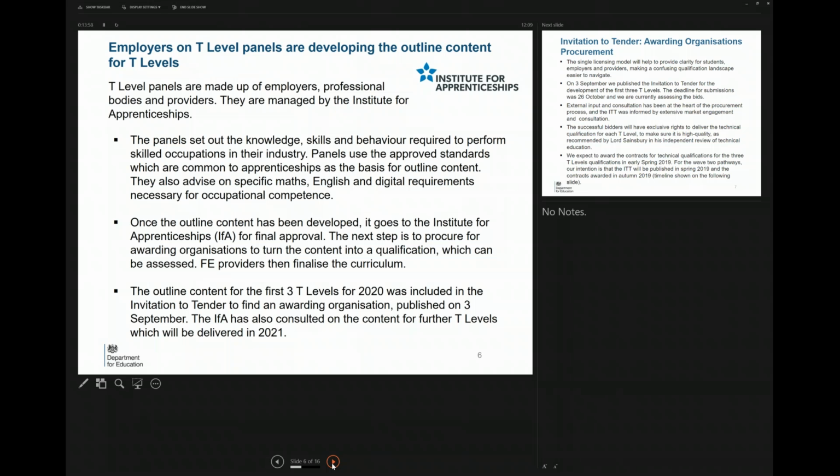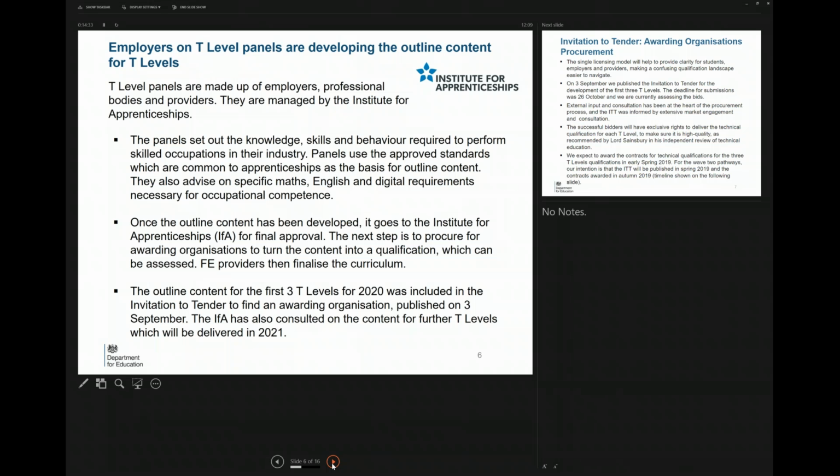One of the key ways that we've sought to put employers in the driving seat of developing T-levels is through the T-level panels that we have recruited and which are currently developing the outline content for the 25 different T-level subjects which are in development. T-level panels are made up of employers, professional bodies and providers, and they are currently managed by the Institute for Apprenticeships and Technical Education. It's the panel's job to set out the knowledge, skills and behaviours that are required in order to do a skilled job in their relevant industries.